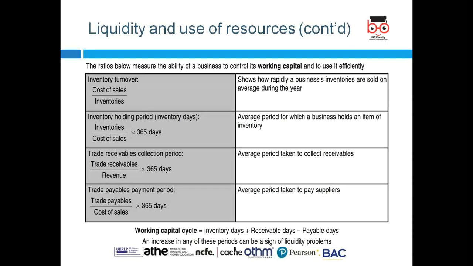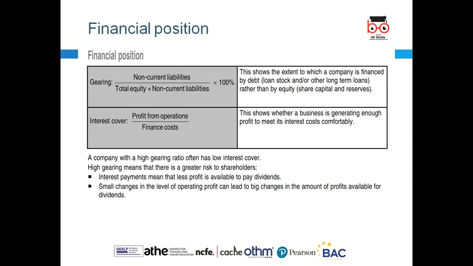Working capital cycle is inventory turnover days plus receivable turnover days minus payable turnover days. So an increase in any of these periods can be a sign of liquidity problem, because if your inventory turnover days increase and your receivable turnover days increase, it means the conversion of your working capital into cash is reduced. So that's what we need to look at.